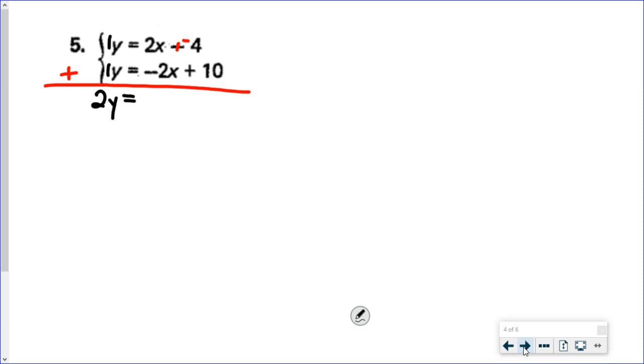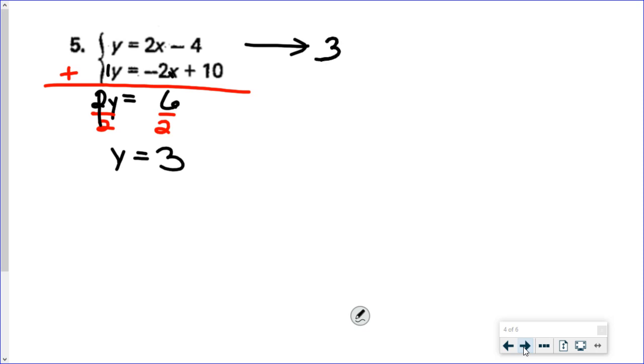The equal sign is here. Now I have 2x plus a negative 2x. That's my elimination. And -4 plus 10 is 6. Okay, now to get y by itself. Now remember, this time my y is by itself. y is 3. And then I'm just going to substitute it in. Doesn't really matter which one. I just pick the top often, but it doesn't really matter.